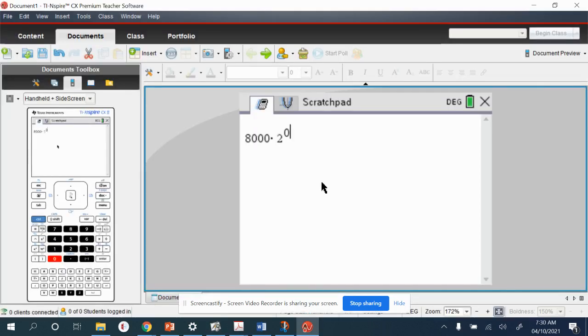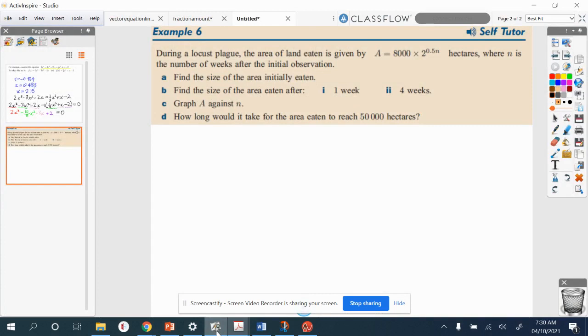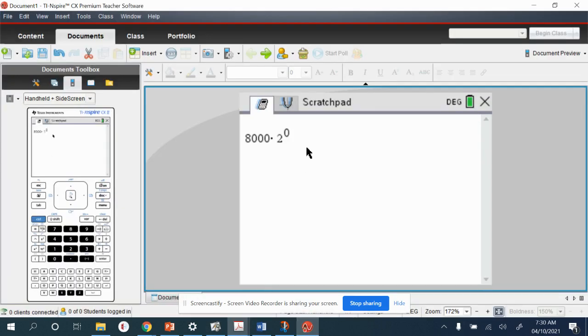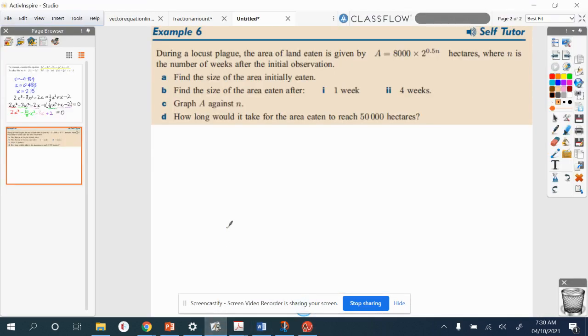So I've gone back into calculator now. If n equals 0, let's just go back to the initial question. So if n is equal to 0, and I'm trying to find the area here, then I'm just doing 8,000 times 2 to the power of 0, because 0.5 times 0 is 0. So that would be 8,000, which we should know, because 2 to the power of 0 is 1, so you're just doing 8,000 times 1. So first part of the question there, easy peasy lemon squeezy, it would be 8,000. So A is 8,000.